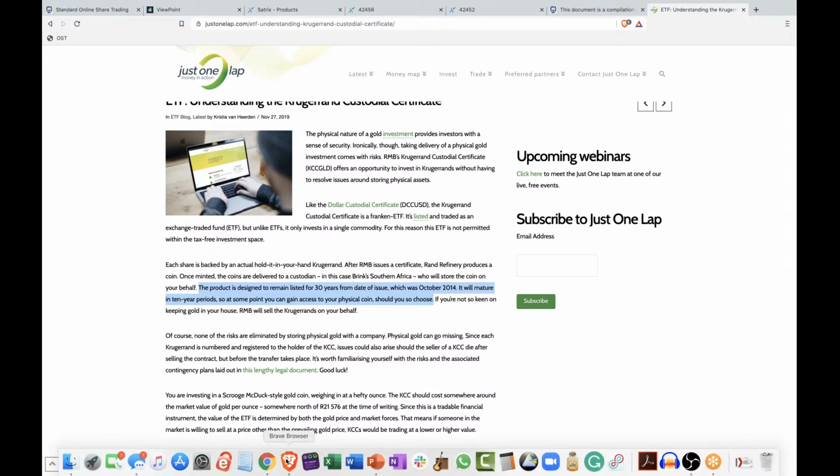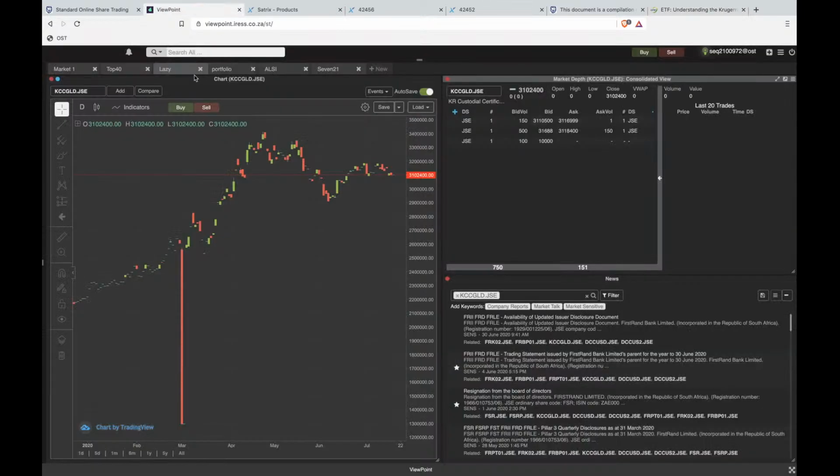They physically go and take your purchase, and they go and buy you a Krugerrand. Here's where it gets really interesting. This was issued in October 2014, and every 10 years it kind of rolls up. What I mean is that in October 2024, again in 2034 and again in 2044, you can actually take physical delivery of your Krugerrand, which means you now have to store it.